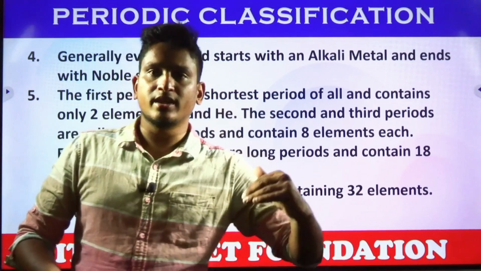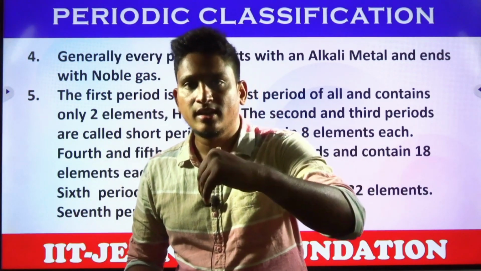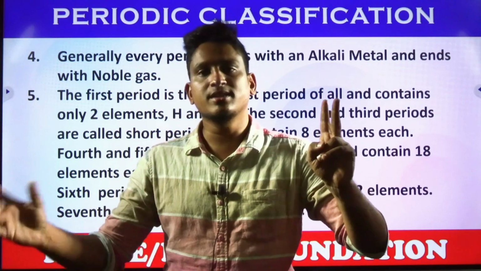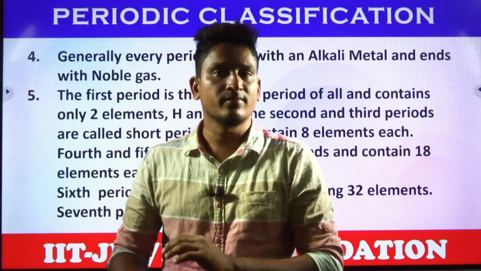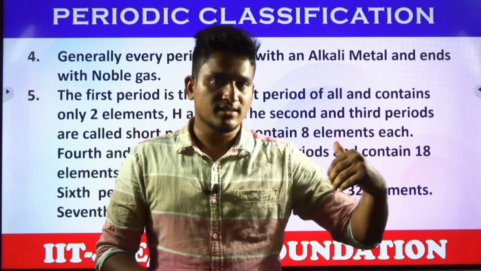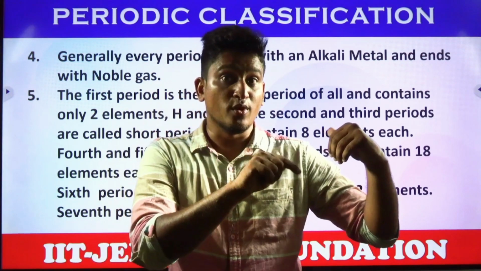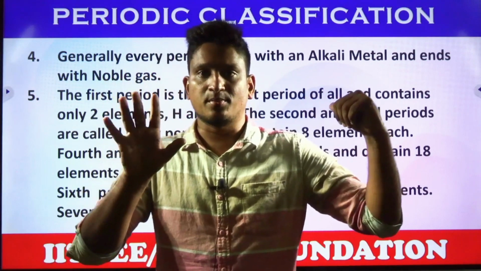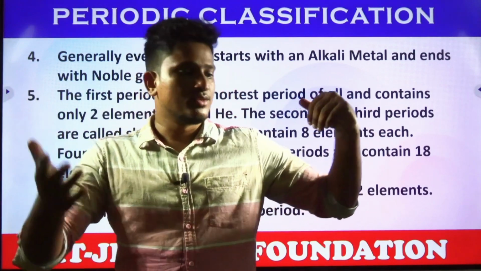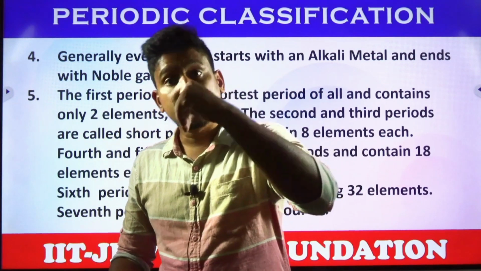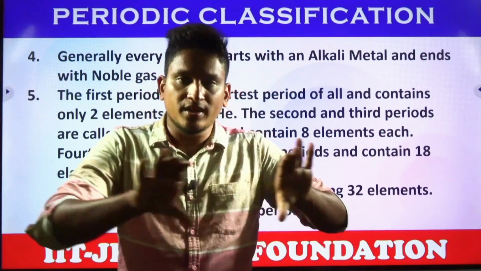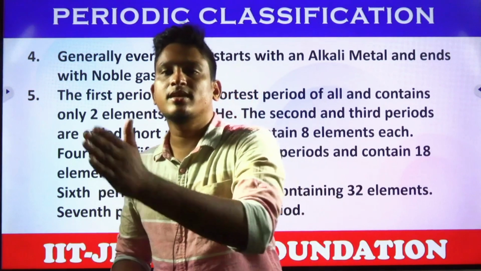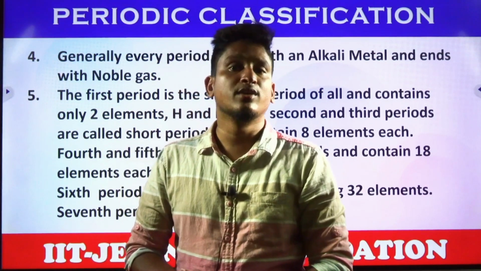18. Fifth period, 5s, 4d, 5p. How many elements? 5s, 2 electrons, 4d, 10 electrons, 5p, 6 electrons, 2 plus 10 plus 6. How many? 18. Sixth period, 6s, after 6s, it's not 5d. 4f elements are there. f can accommodate how many? 14 electrons. So how many elements are possible? 14 elements are possible. So 6s, 4f, next 5d, 6p. These are the configurations present in the sixth period. That means 2 plus 14 plus 10 plus 6. Total how many? 32 elements are there.